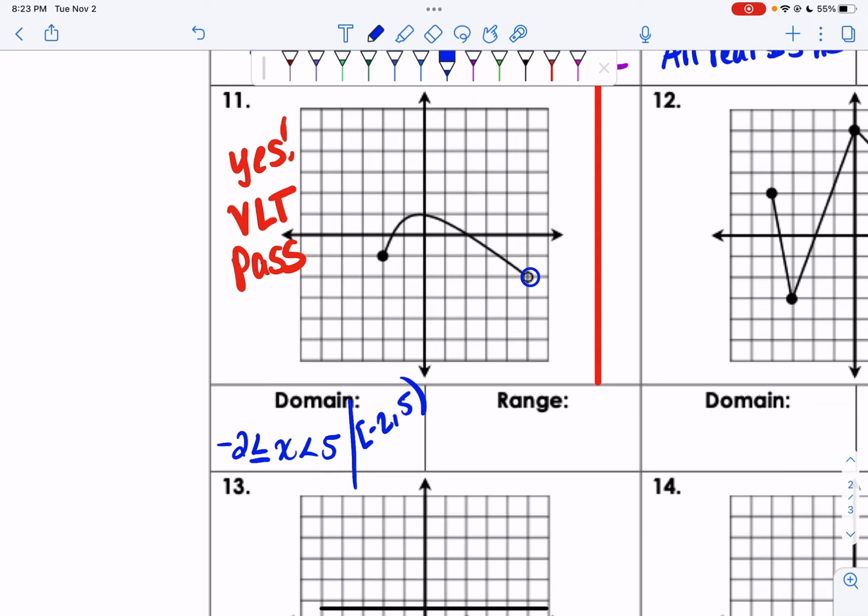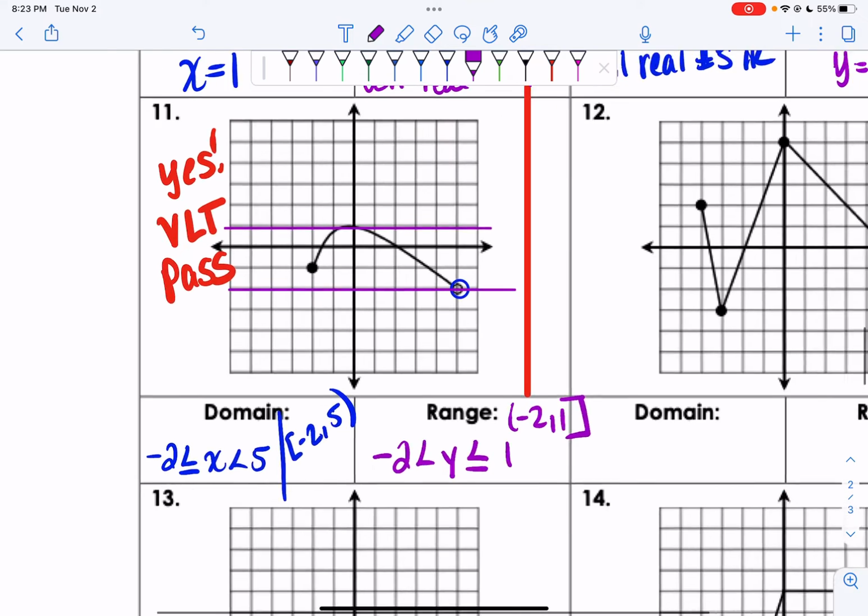My range, how low to how high. If you look, I hit that bullet hole again. So I have -2 less than y less than or equal to. My highest y value is right here at 1. If I want to, I can do -2 to 1, and that's my range.